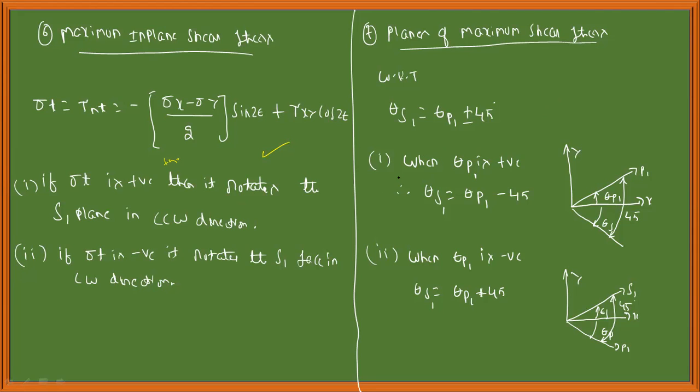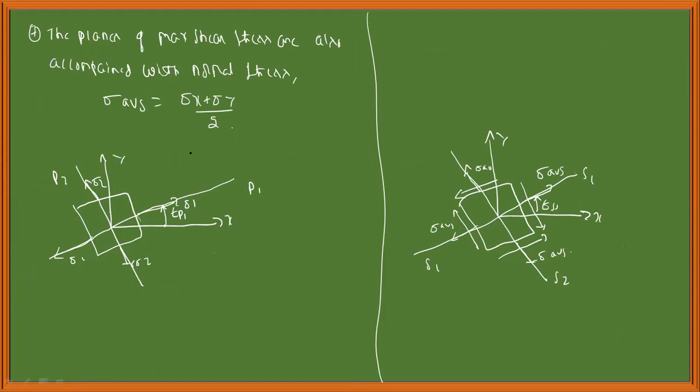So what I will follow is a thumb rule. If I know theta p1, and if theta p1 is positive, then I will subtract 45 degrees from it, so that theta p1 and theta s1 are 45 degrees apart, and that gives theta s1. If theta p1 is negative, I will add 45 degrees to it, so that theta p1 and theta s1 are 45 degrees apart, and from that I will get theta s1. Finally, I will calculate the average stress.